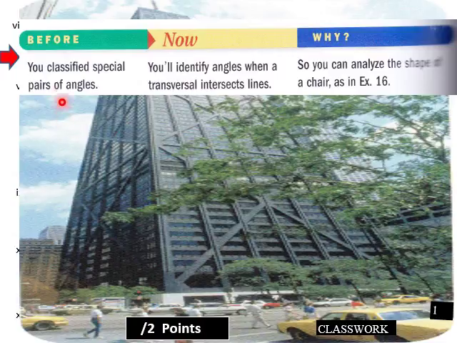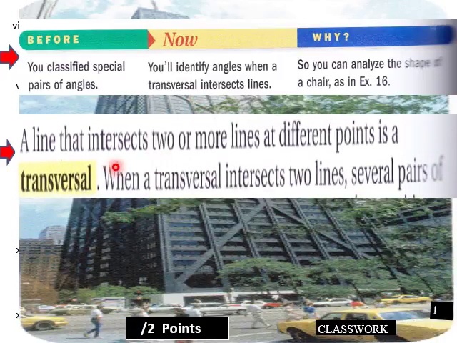Okay, into our lesson. You've classified special pairs of angles. You'll identify angles when a transversal intersects lines. A line that intersects two or more lines at different points is a transversal. That's going to be your vocabulary, students. Be prepared. And this is your class worksheet, page 1, so you're taking this down.